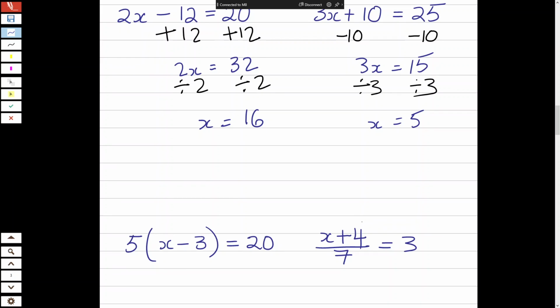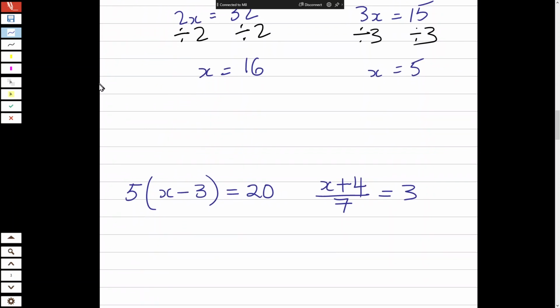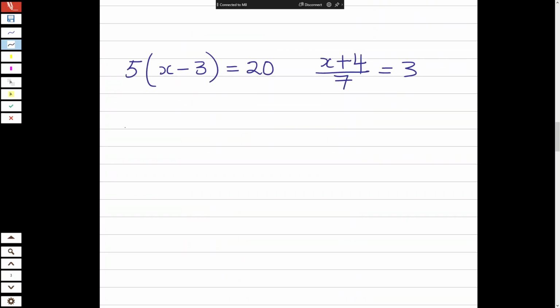All right, year 11s. Let's talk about it. So, I'm actually going to start with the one on the right because I think it's easier. The brackets add another layer of complexity on top. What do you suggest we do with x plus 4 on 7 equals 3? First step, what should we do? Times by what number, Clayton? 7. All right, AJ says 7.